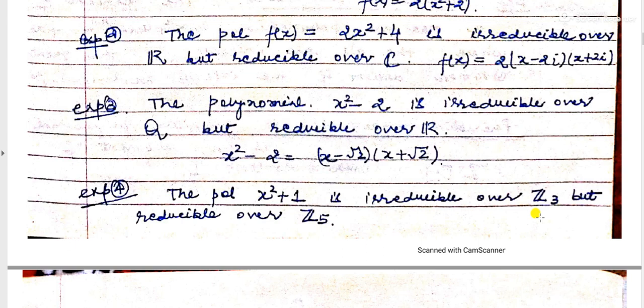If we substitute 0, we get 1. If we substitute 1, we get 2. And if we substitute 2, what we get? 4 plus 1, 5, 3, modulo 3 is 2. So we are not getting any 0. It means it cannot be written as a product of linear factors over Z3. So it is irreducible over Z3 but reducible over Z5. You can check.